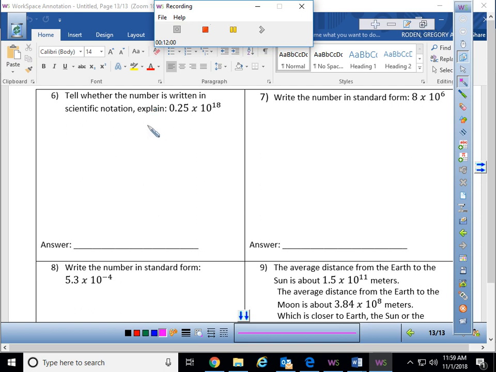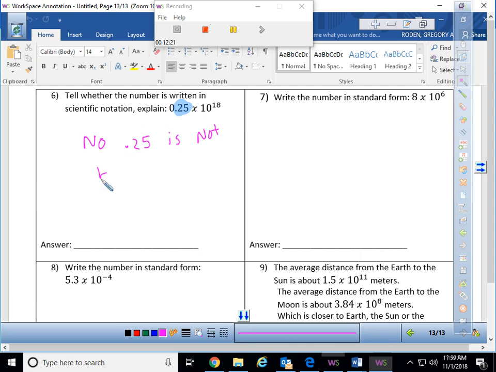Alright, is this number in scientific notation? No way is it in scientific notation because this number right here is not between 1 and 10. So you would say no, 0.25 is not between 1 and 10. And I don't think you have to put it on the line here.